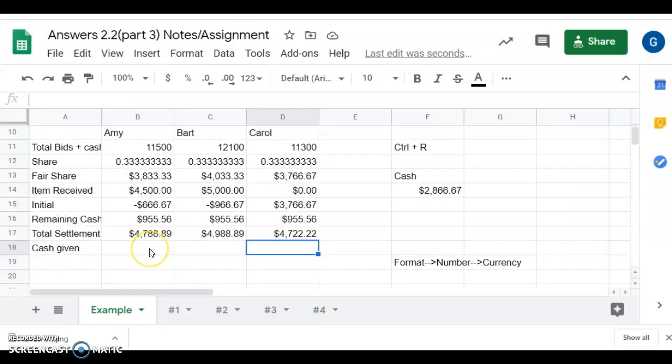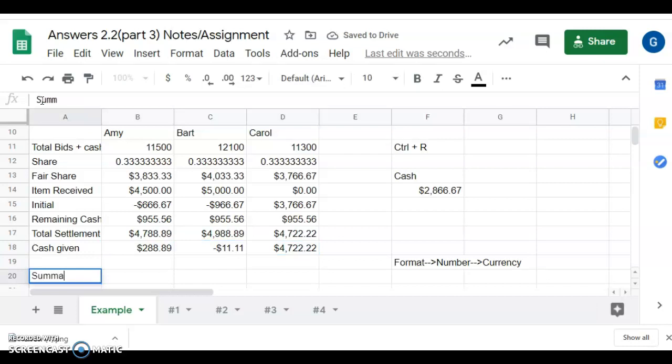Okay. To help me summarize my answers, I'm going to just do one more row here, just to see how much cash each person is getting. So if you take the total settlement there, B17, minus the item that they bought, B14. Oops, I got to put my equal sign in there. That will give us how much cash was given. So again, I can go Control right and so on.